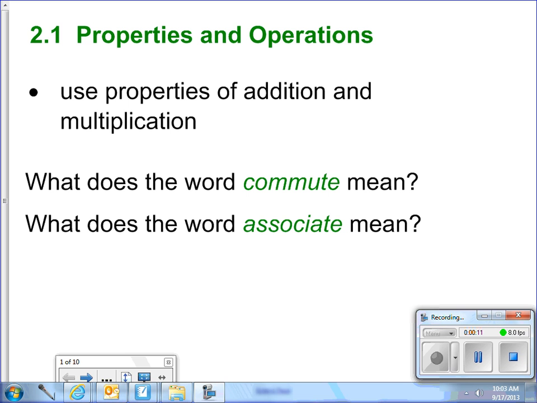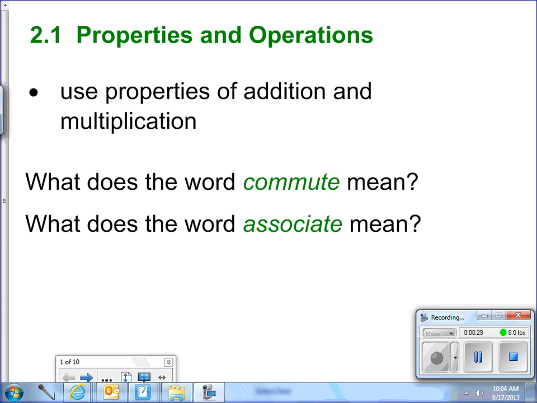Okay, who can tell me what the word commute means? Anybody here know what the word commute means? Yes? You can put it in any order. You don't have to add it and subtract it, multiply it in the way that it's written. So that is how we can use it in math terms, okay?